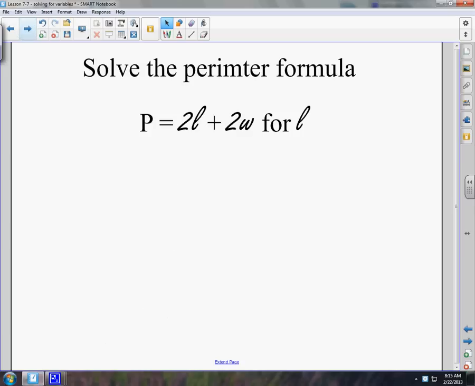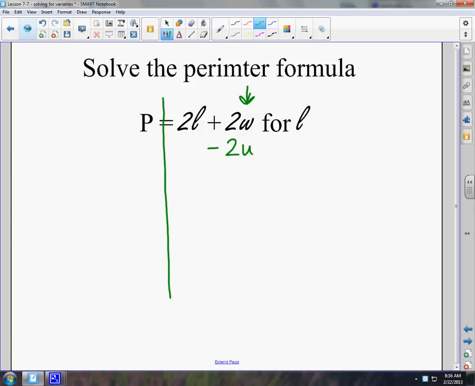Okay, so this one says solve the perimeter formula, perimeter equals twice the length plus twice the width, for L. I just want the L. So pretend that this is just a random number. Pretend it's 16, because all of you would be able to do this if there were numbers. So you're going to draw a line. I'm going to get rid of this because I want the L by itself. Remember, it says solve for L.